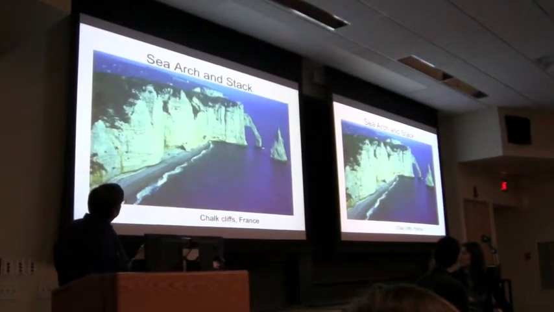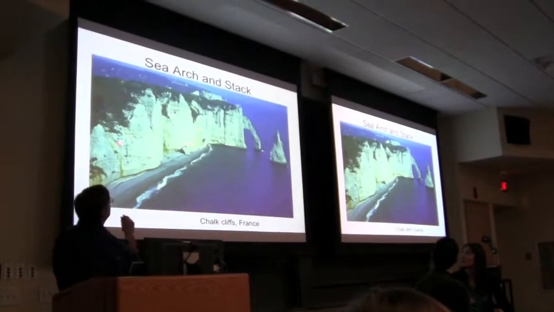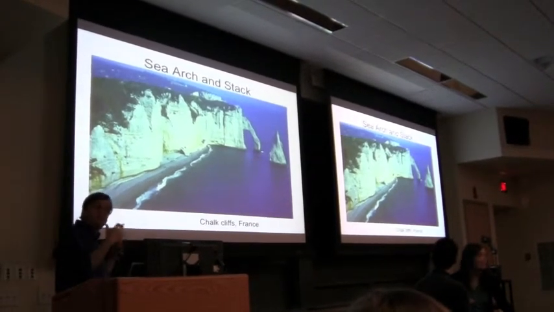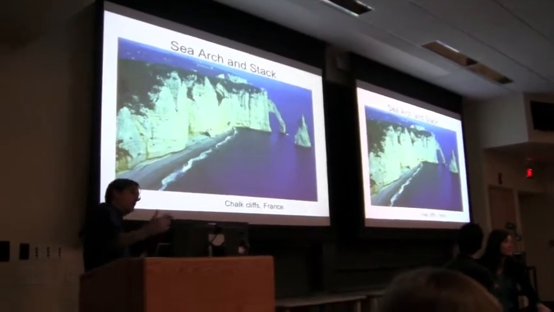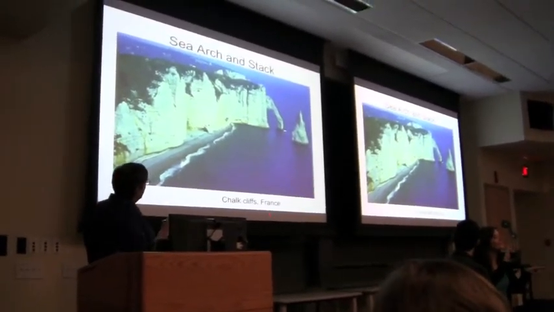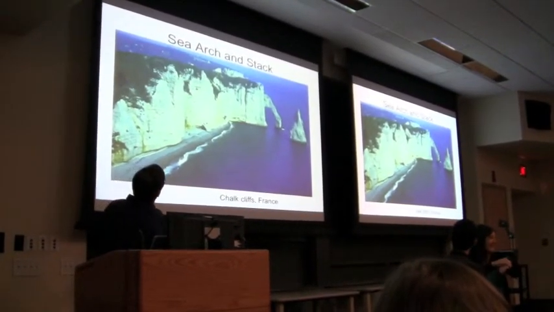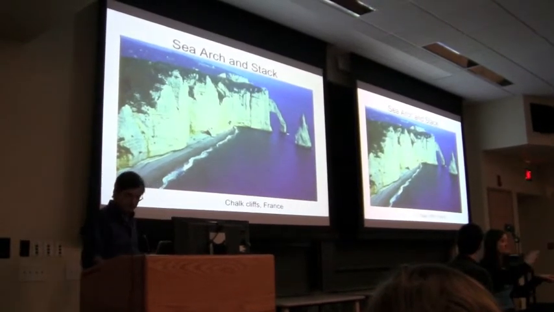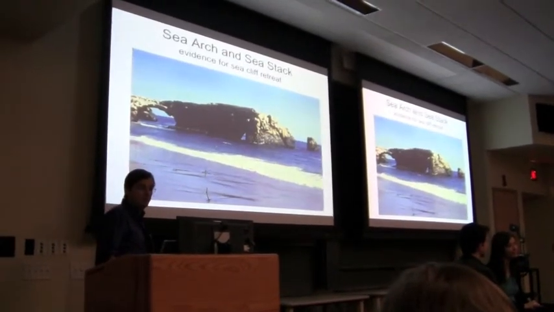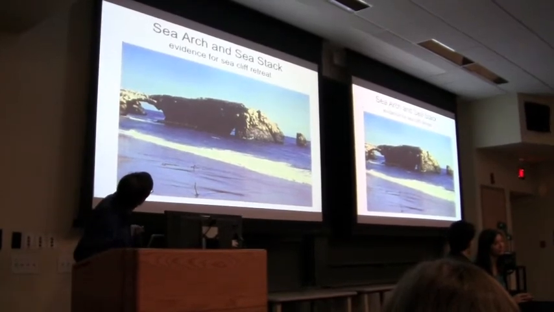This is from the chalk cliffs of France. This is essentially the white cliffs of Dover, but on the other side of the English Channel, all right, over in France, where all those crazy French people are. Similar features, okay?